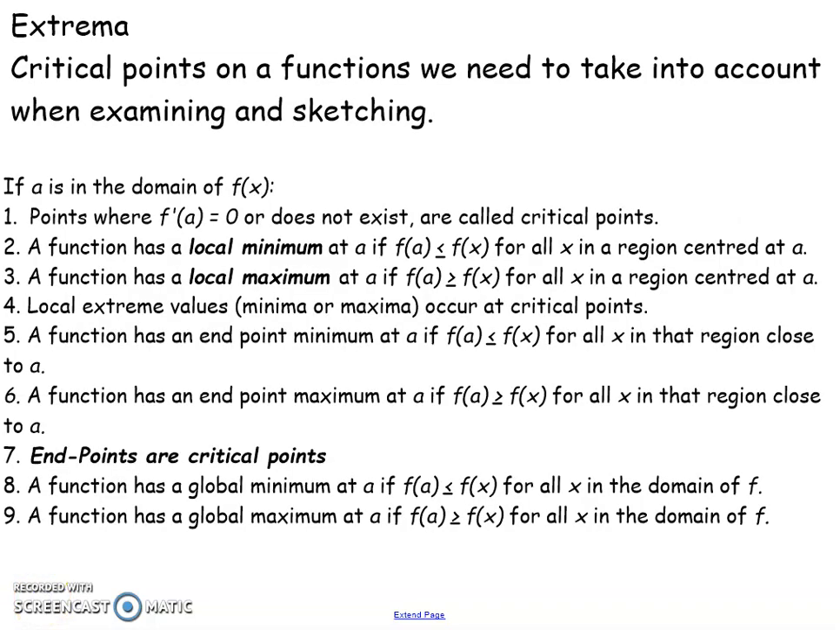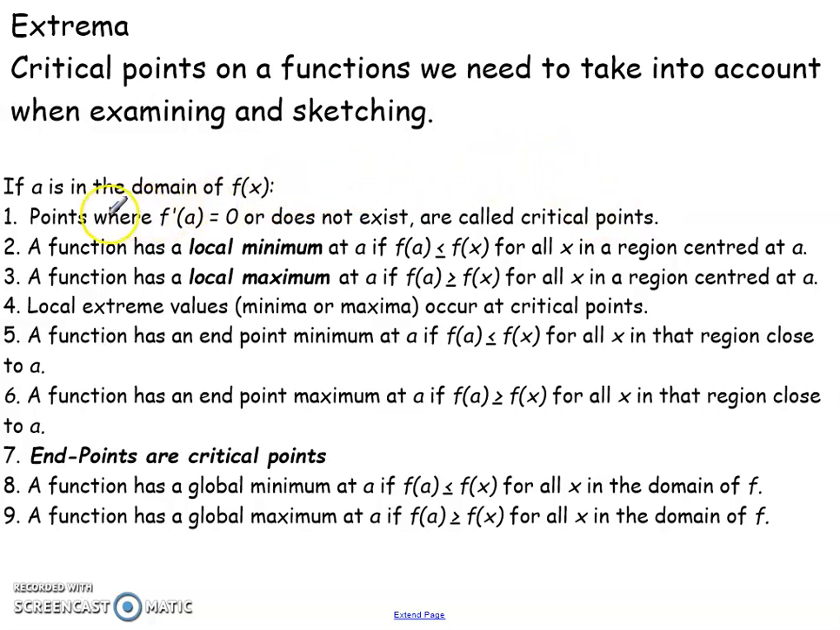So what we're going to focus on is critical points called extrema. These are special points on the curve that we have to take into account when we're examining in sketching. So there's 9 different types of thing we have to look out for. So let's imagine we've got a point A, which is in the domain f of x. It's just a generic point, but we're able to calculate f of x of it.